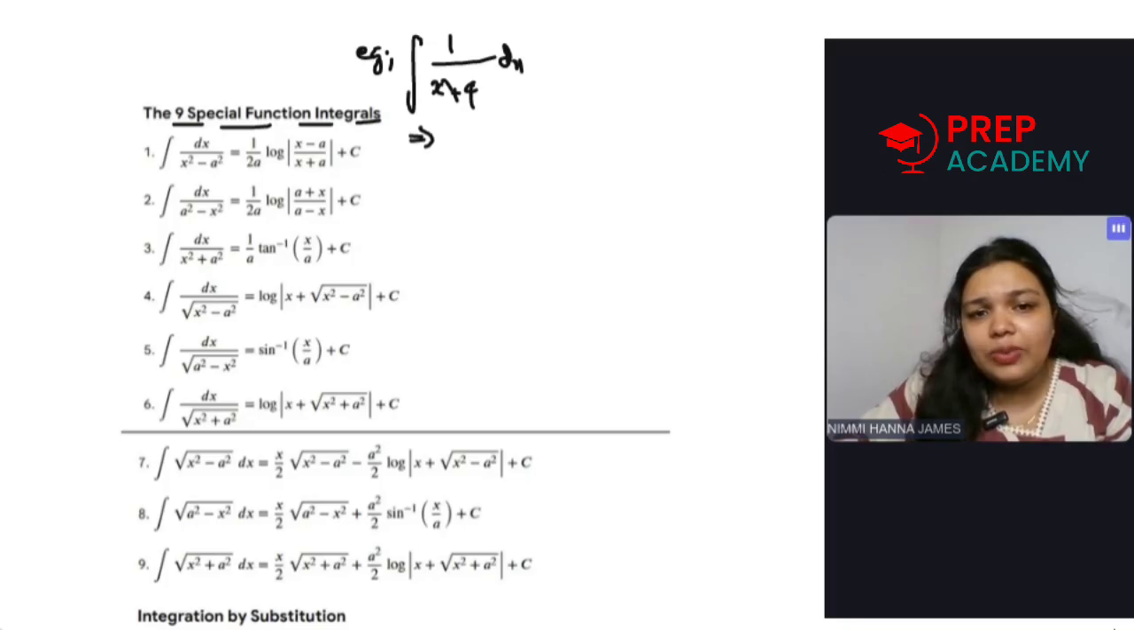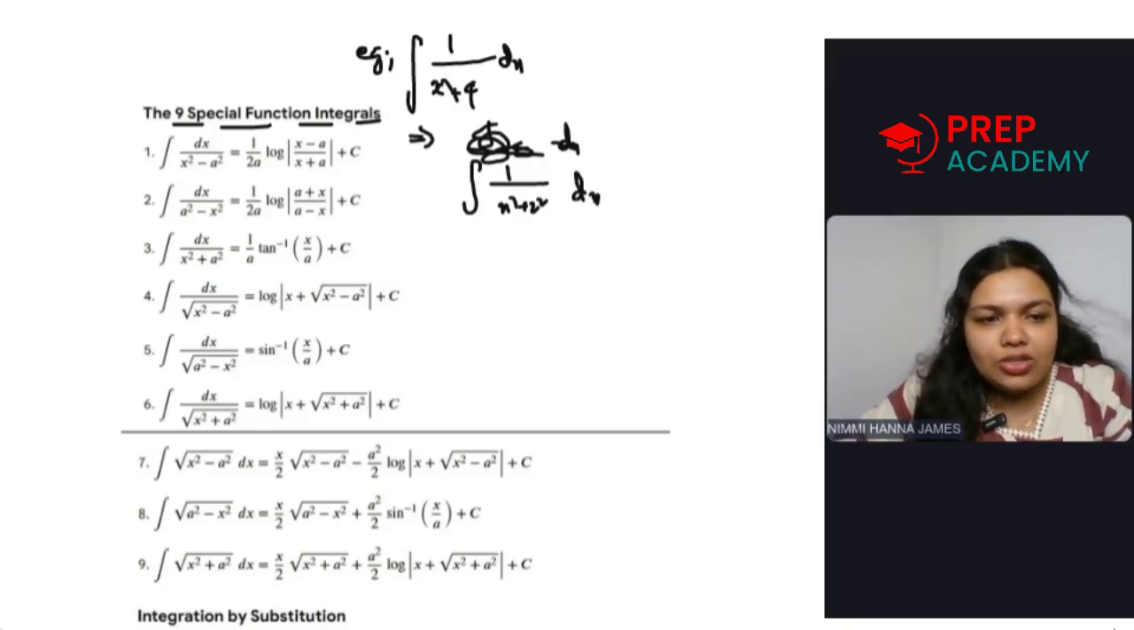In this case, we can write this 4 as 2 square, right? So it is integral 1 by x square plus 2 square dx. When we check the list of equations here, in the third equation it is integral dx by x square plus a square. It's the same, right? But in the place of a, we have 2. A is equal to 2.